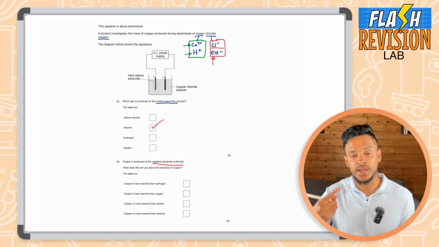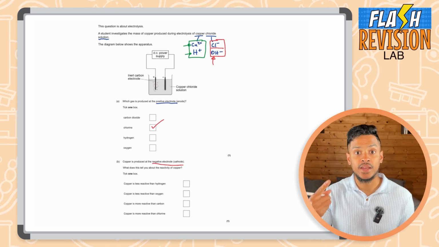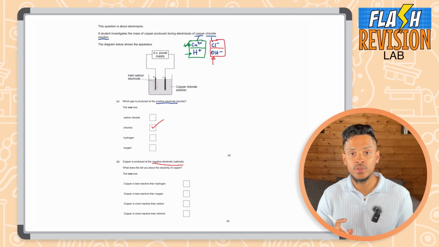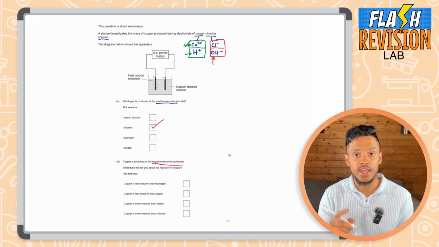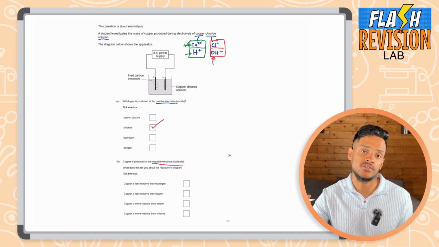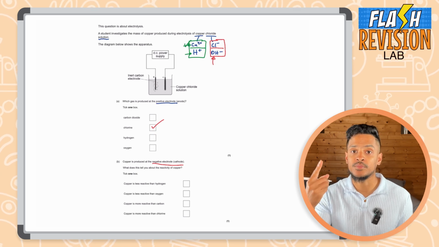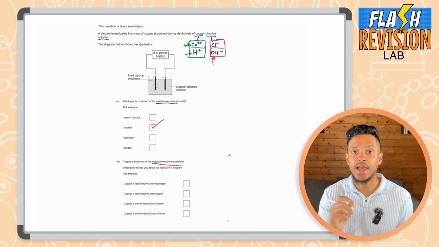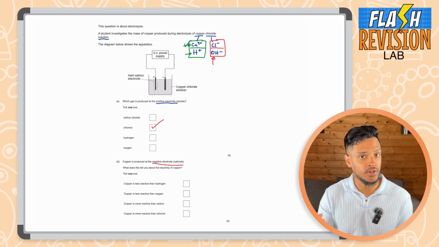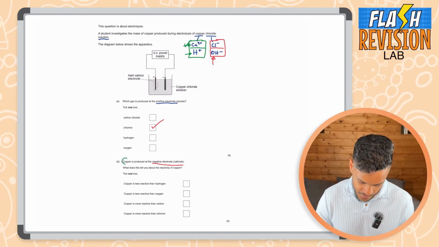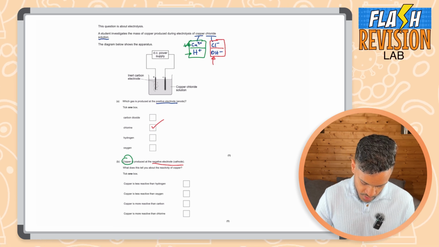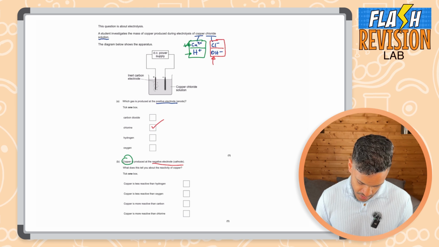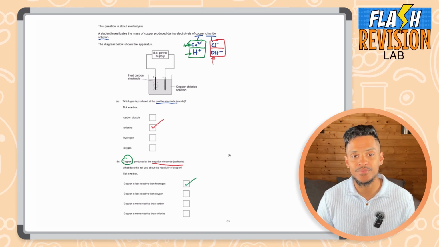If you think back to your reactivity series, copper is less reactive than hydrogen. So copper is the one that's going to go to the cathode, not hydrogen. If you were dealing with something more reactive than hydrogen, so for example, aluminium, it would be hydrogen ions, the H+ ions that go to the cathode, and hydrogen gas is going to be given off. But because it says here, copper is produced in the question, that means copper is less reactive than hydrogen. So the answer here is copper is less reactive than hydrogen.